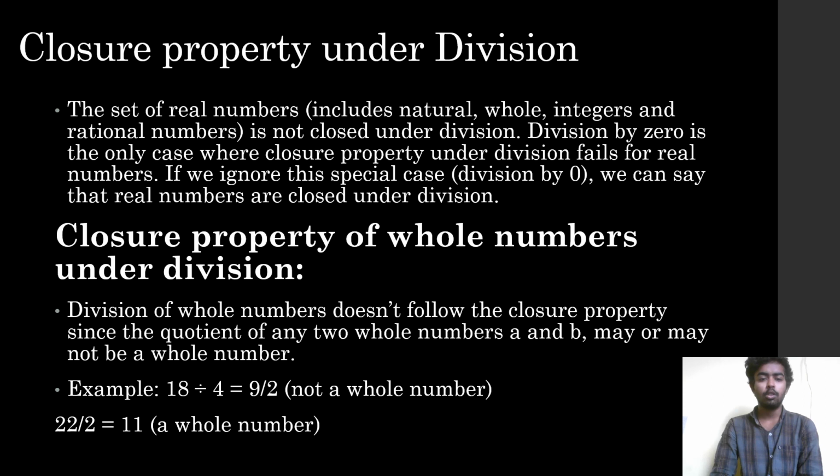Closure property of whole numbers under division. Division of whole numbers does not follow the closure property since the quotient of any two whole numbers a and b may or may not be a whole number. Example: 18 divided by 4, that is 9 by 2, is not a whole number. 22 divided by 1 is a whole number.